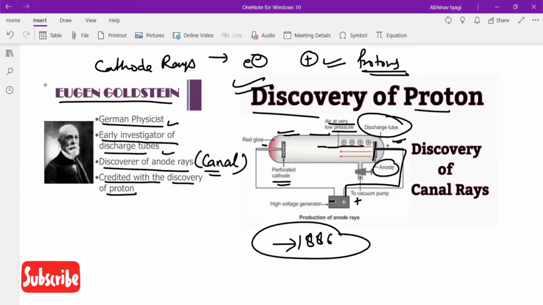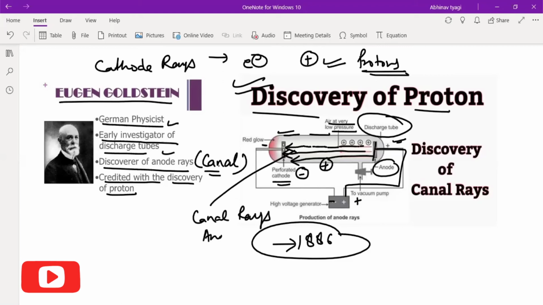Many particles started moving from the anode toward the cathode, and we know that opposite charged particles attract each other. If some particles are attracted towards the cathode, which is negatively charged, it means the particles are positive in nature. These rays are known as canal rays or anode rays. Why are they known as anode rays? Because they are emitted from the anode. Anode rays consist of positively charged particles.